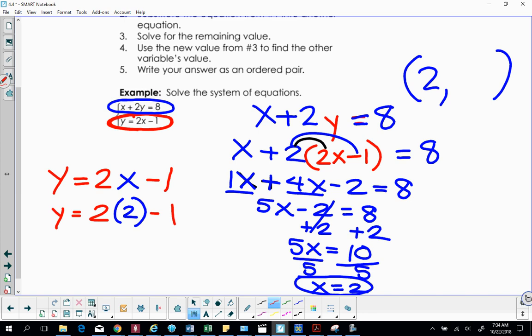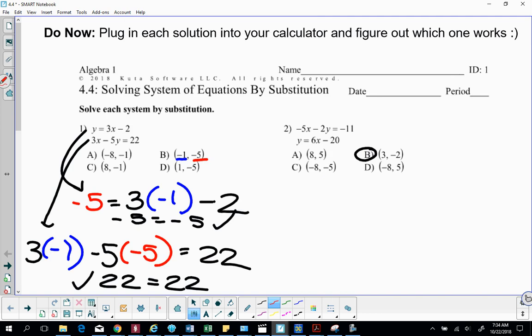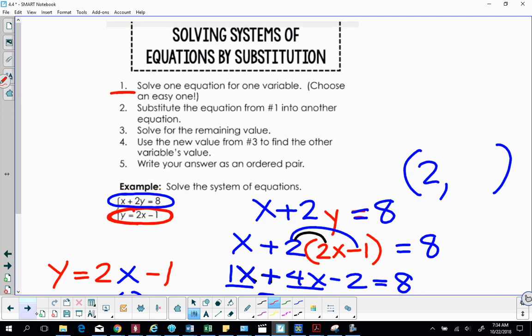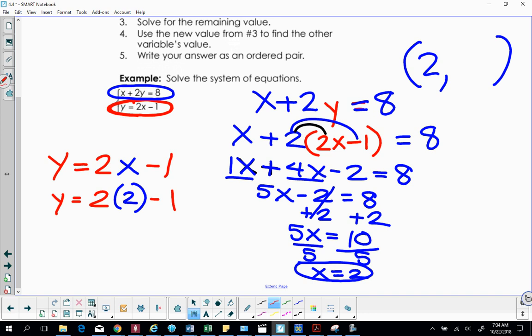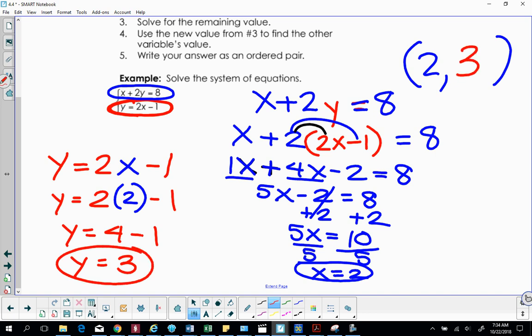Because we just know the x coordinate of this solution, just like you did in the bell ringer right here. We know the x coordinate is 2. And so we're just trying to figure out what's the y coordinate. So what is 2 times 2? 4. And then 4 minus 1? 3. So my y value would be 3. So that right here is my solution.